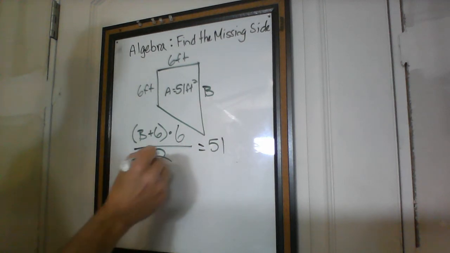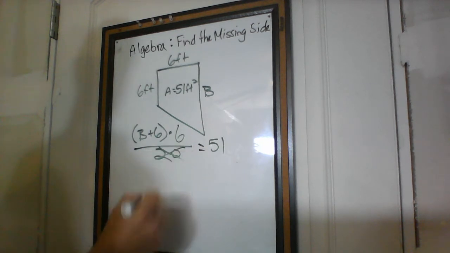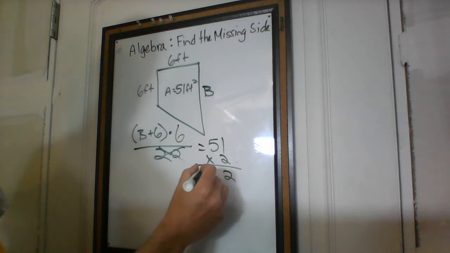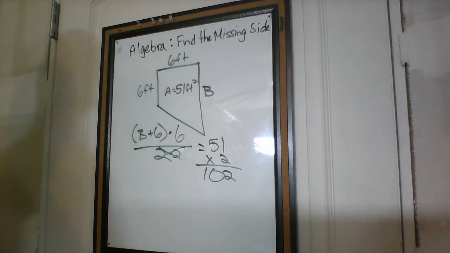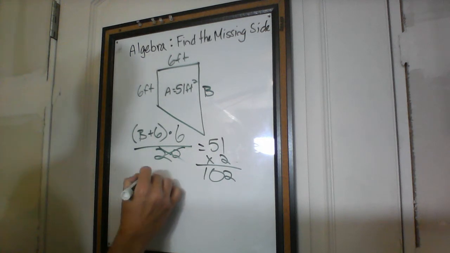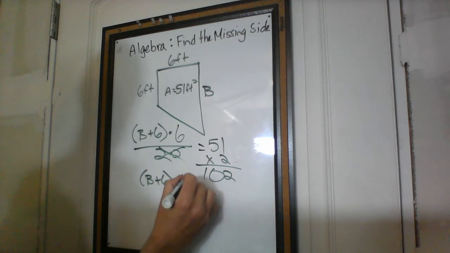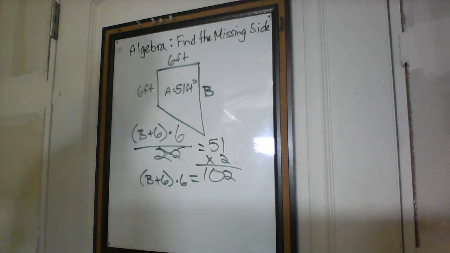Again, last thing we did was divide by 2. Times by 2. That cancels that out. Times by 2. There is 102. So now we have b plus 6 times 6 equals 102. Okay?